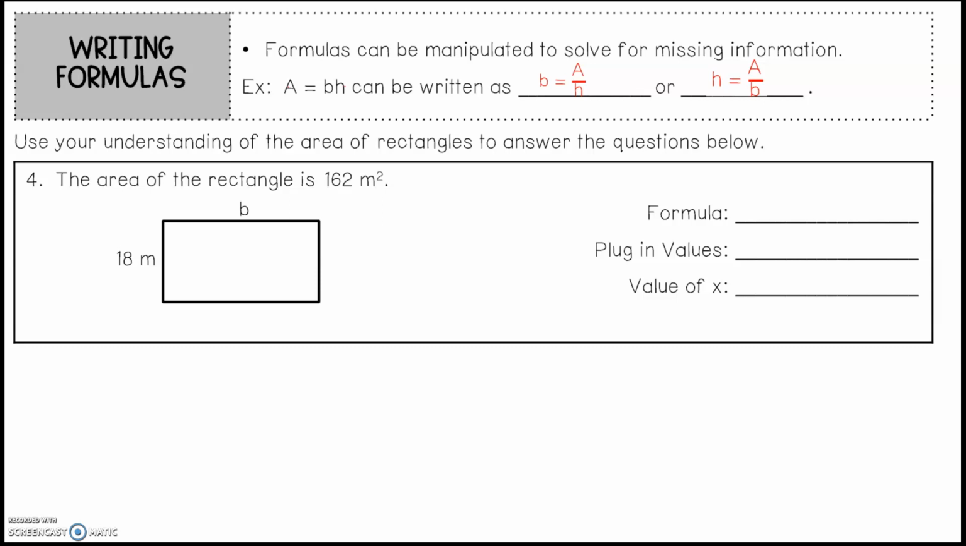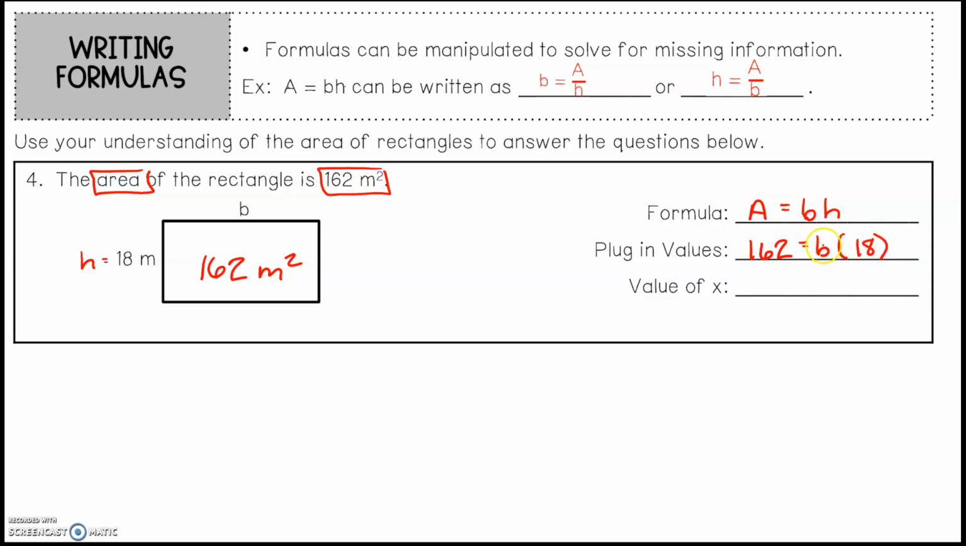of the questions. So on number 4, the area of the rectangle is 162. So we know that 162 square meters is the area, what the inside space takes up. And apparently we need to find what the base is. We know what the height is. Okay. So our formula of area equals base times height. Plug in our values. We know the area is 162. We're looking for b, and we know that h is 18.